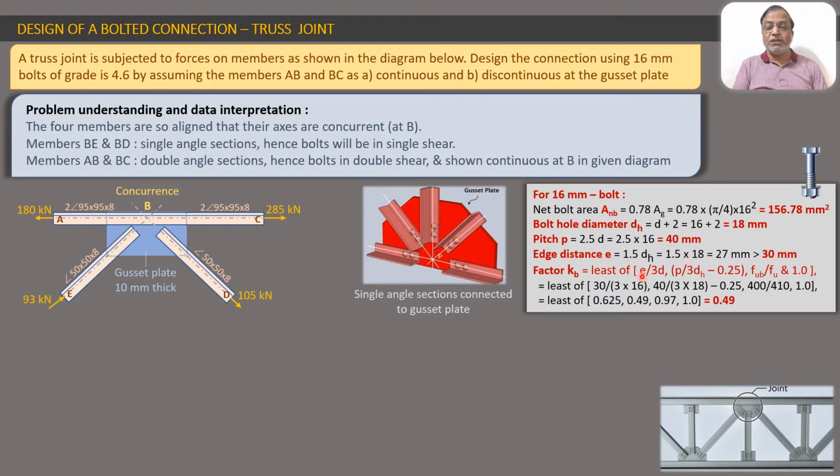So E is edge distance, D is the diameter of bolt, 16 mm, P is the pitch, and DH is the bolt hole diameter. If we put these values in these small formulae, we get four values. These four values are 0.625, 0.49, 0.97 and 1.0, and the least of these four values happens to be 0.49. So the value of the factor KB is going to be 0.49. All these values related to the bolt are required to be used in the calculations that will follow.